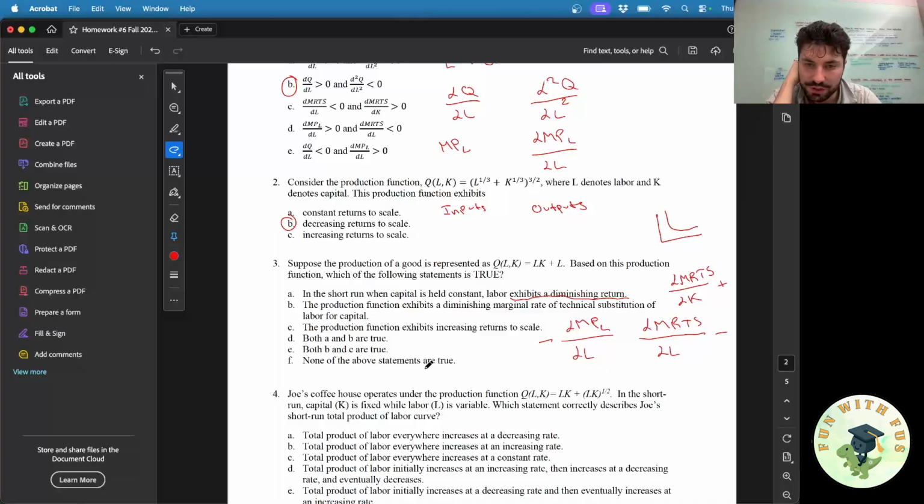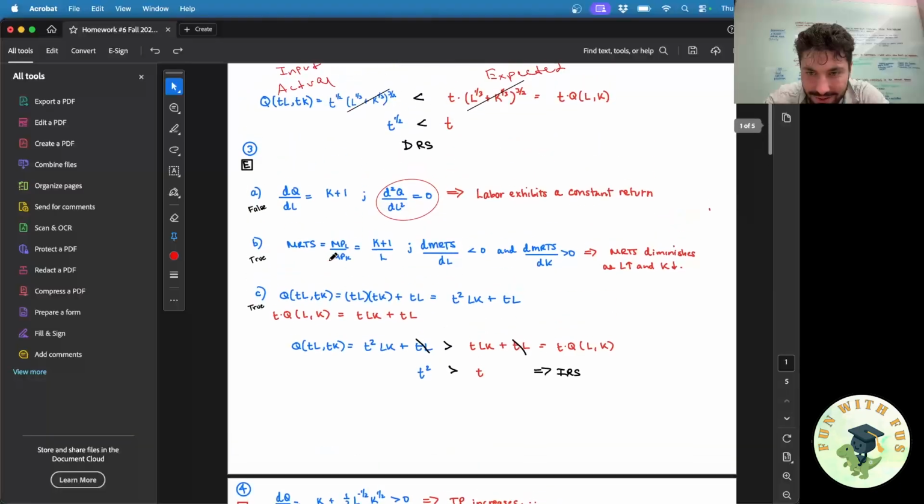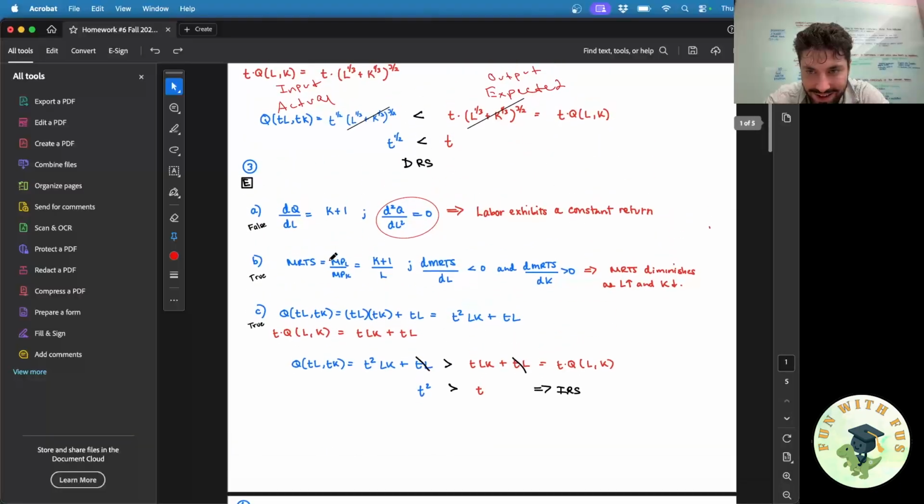And the production function exhibits increasing returns to scale. So does that mean I have to do the LTLTK thing? Because I am not working. Oh, actually, it's really easy. Okay, that's not bad.